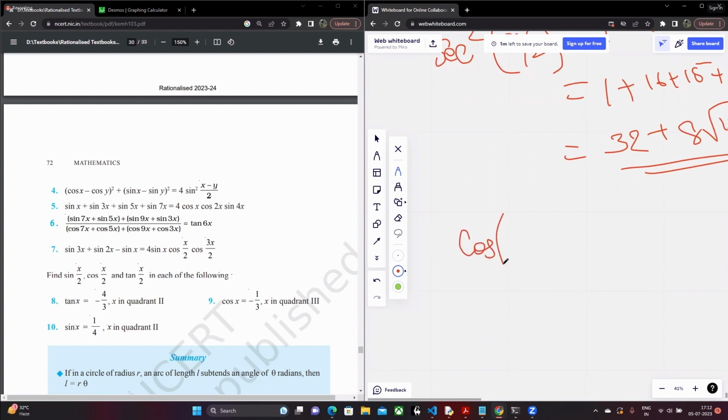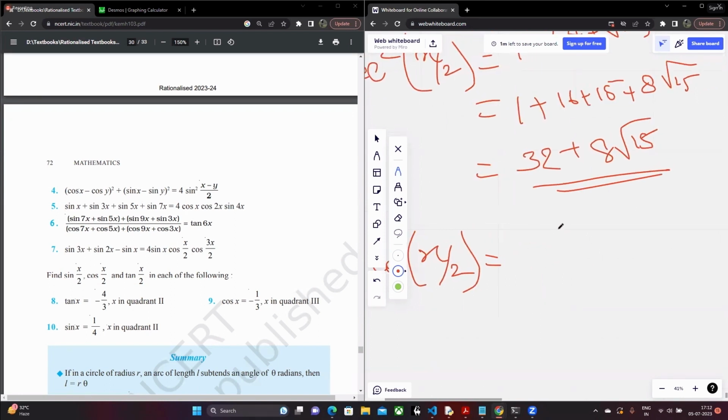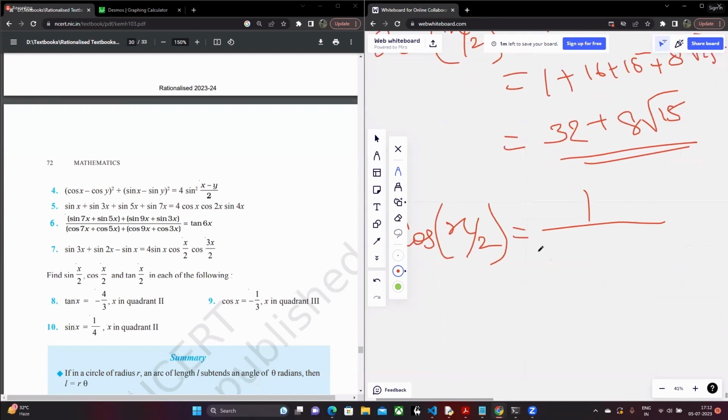With this, I get secant squared. So cos of x by 2, since x by 2 lies in the first quadrant, is going to be positive. So I'll be taking plus 1 by square root of secant squared x by 2. That is going to be 1 by root of 32 plus 8 root 15.